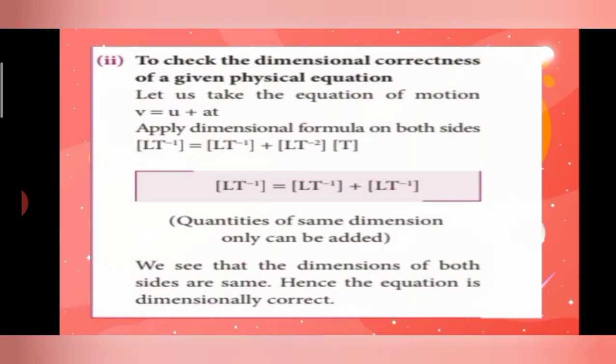Second, to check the dimensional correctness of a given physical equation. Let us take the equation of motion v = u + at. Apply the dimensional formula on both sides. The dimensional formula for v is LT⁻¹, for u it is LT⁻¹, for a it is LT⁻², and for t it is T. So we get LT⁻¹ = LT⁻¹ + LT⁻¹. Quantities of the same dimension only can be added. We see that the dimensions of both sides are the same, hence the equation is dimensionally correct.